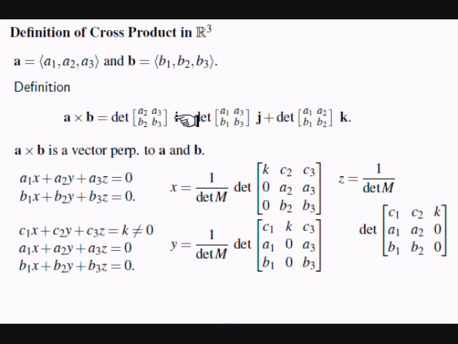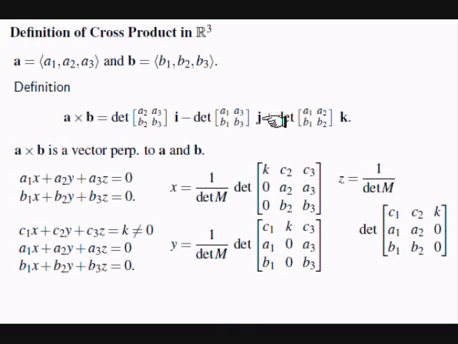Same thing here for the y part. We have 1 over the determinant of M, and because there is a 0, 0 in the second column here, the only non-zero term in the cofactor expansion is a k times the determinant of this 2 by 2 matrix that is non-zero here. So that's exactly this term in the definition of the cross product.